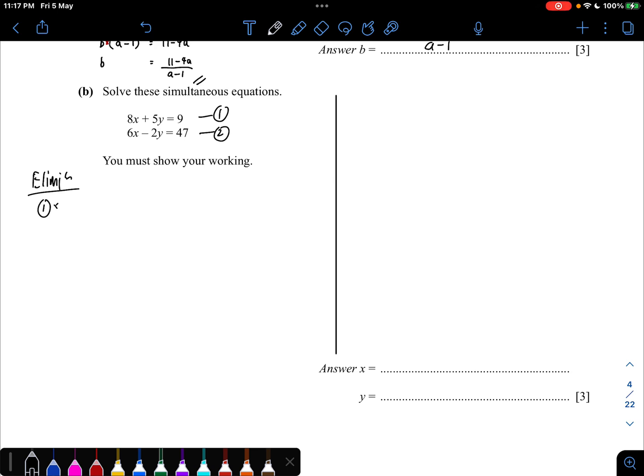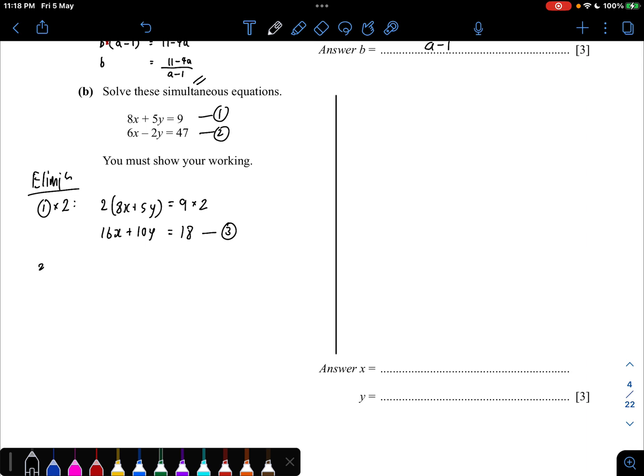So we're going to take equation 1 multiplied by 2. Then this becomes 8x plus 5y, bracket, times 2 equals 9 times 2. What do we end up with? We end up with 16x plus 10y equals 18. Let's call this equation 3.